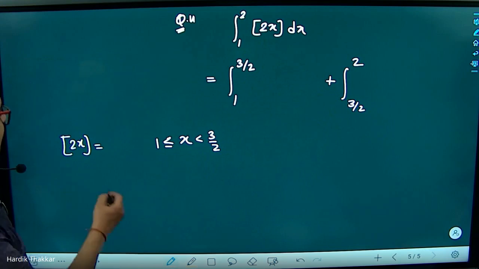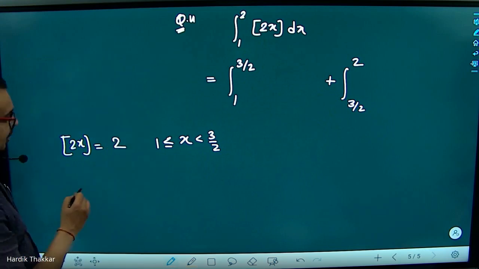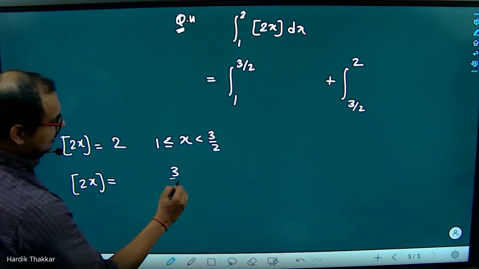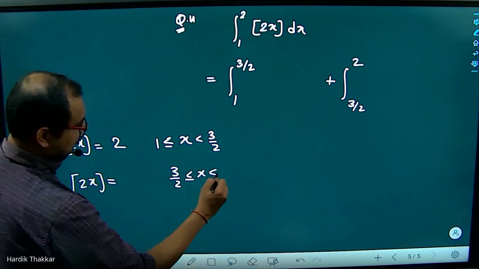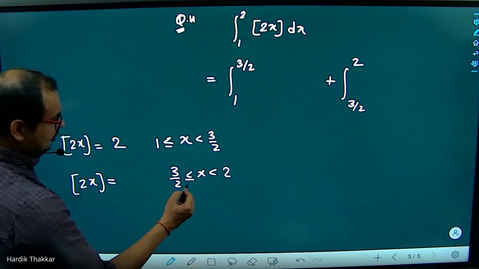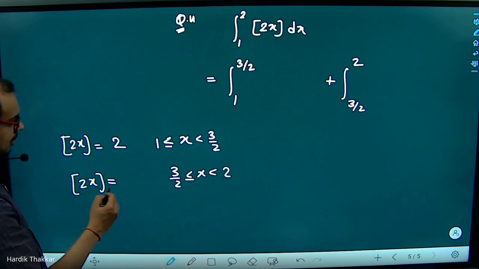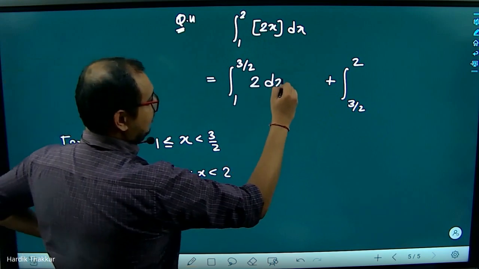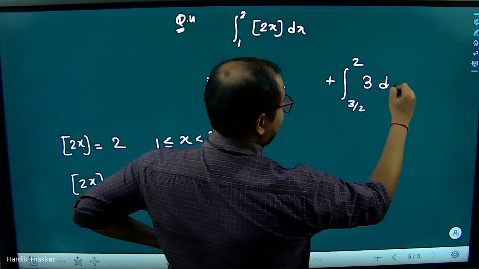So if we put 1 in place of x, we will get 2. For the second interval, the limits are from 3/2 to 2. If we put 3/2 over here, we will get 3. So for this interval the value will be 2, and for this interval it will be 3.